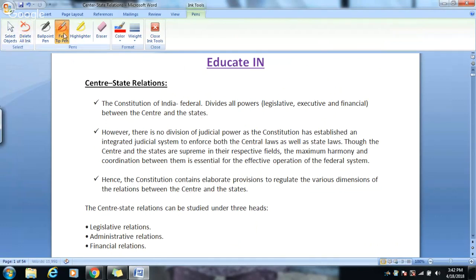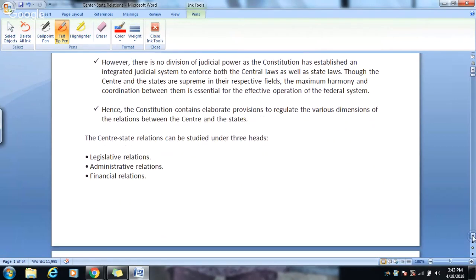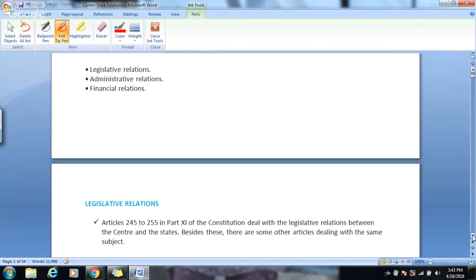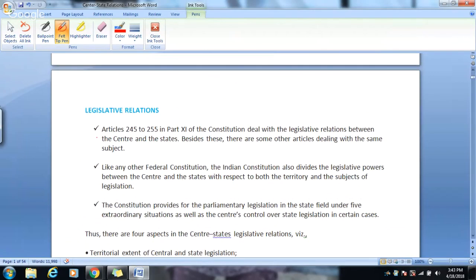In what ways can we see the center and state relationship? There are three, as we read in the first point: legislative relations, administrative relations, and financial relations. In this video, I will be dealing with the first one, that is legislative relations. I will try to complete this topic, legislative relations with respect to center and state relations.